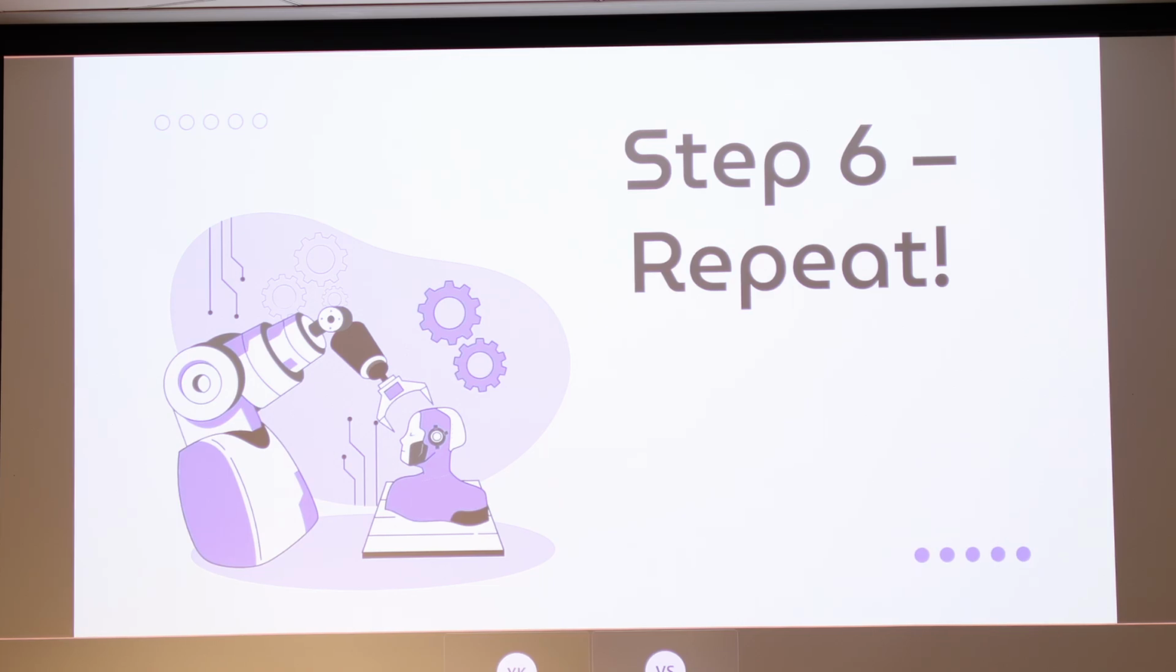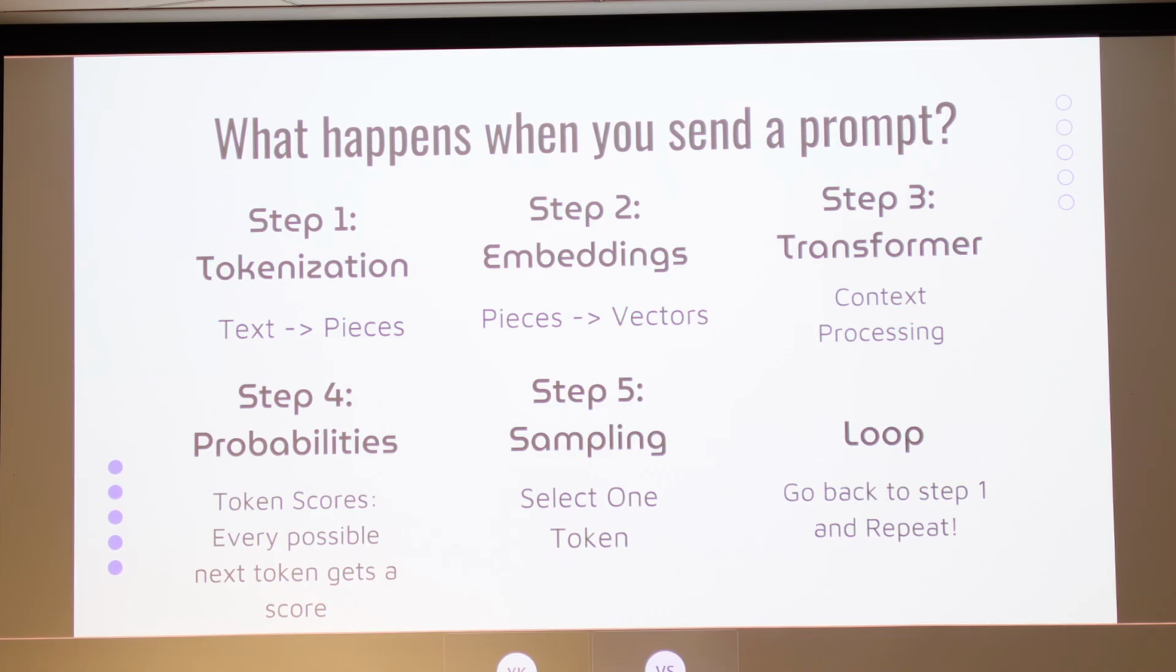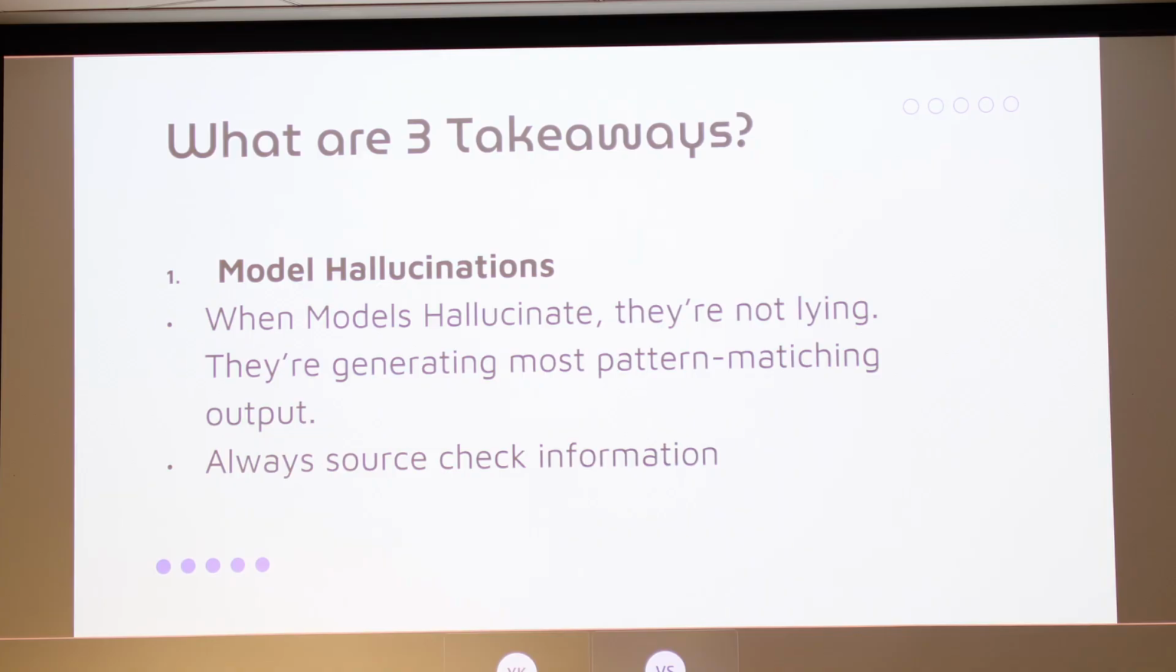Alright, so we have step 6, which is repeat. We only generated one token. This step repeats every single time we try to predict the next token. So you can imagine that the whole process I just showed you, from step 1 to step 5, happens every single time the next token is predicted. So what are the three takeaways that we can take from this?